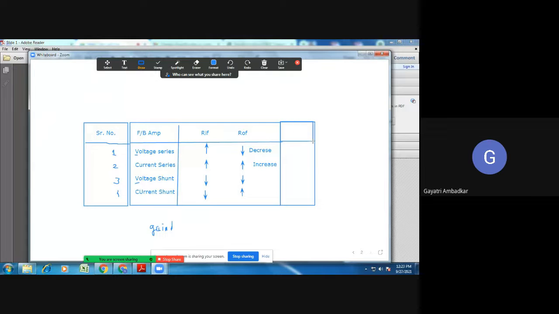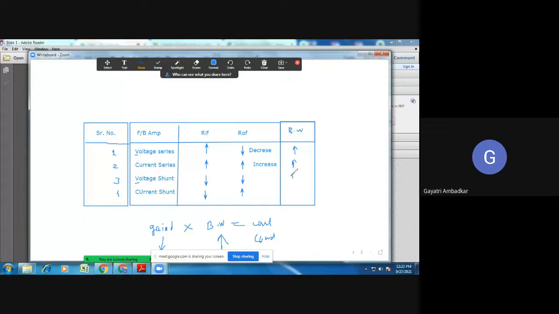Gain and bandwidth product always remains constant. Gain times bandwidth is always constant. Now for a negative feedback amplifier, you know the gain is less, the gain reduces. So what will happen to bandwidth? It will increase. Okay, so in all four cases, if you compare the bandwidth with the bandwidth without feedback, you will find everywhere that bandwidth is increased.